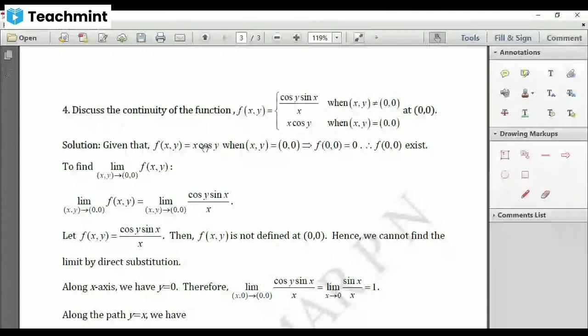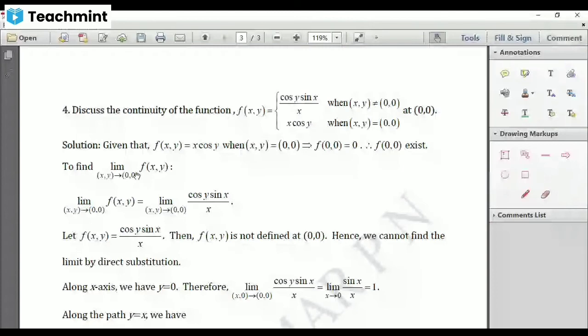Now you have to replace x by 0 and y by 0. What happens? 0 into cos 0. That is your f(0,0). Cos 0 is 1, but 0 into 1 is 0. So f(0,0) is 0. Therefore, f(0,0) exists. So the value of the function at (0,0) exists.